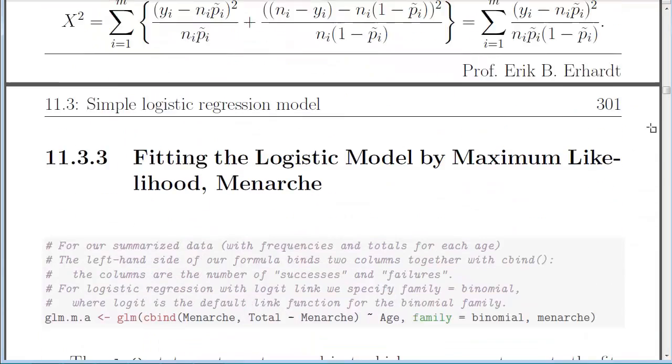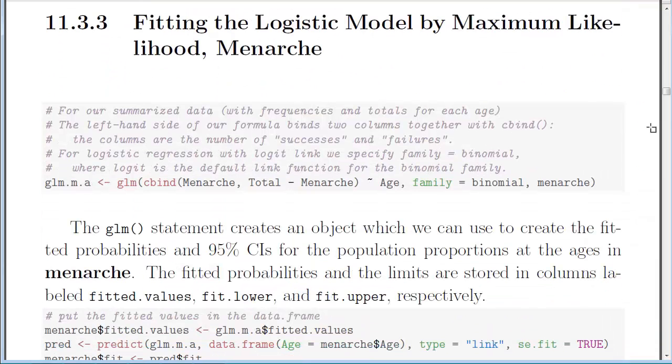All right, so let's fit the logistic regression model to the Menarche data set. So I've got some comments here. Go ahead and read those. There's a few ways to do this in R, but this is the way I prefer to do it. So here's my general linear model. Notice there's a left-hand side of the formula, tilde, and then age. And the left-hand side is actually sort of compound.